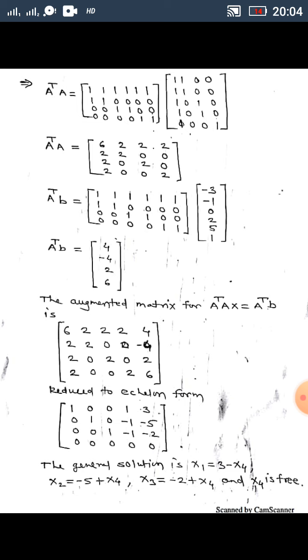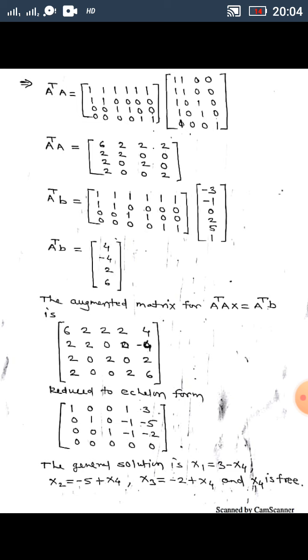Now second row column: minus 3, minus 1, 0 into 0, 0 into 0, 0 into 2, 0 into 5, 0 into 1. So minus 3 minus 1, that is minus 4. Now third row column multiplication: 0 into minus 3, 0 into minus 1, 1 into 0, 1 into 2, 0 into 5, 0 into 1.